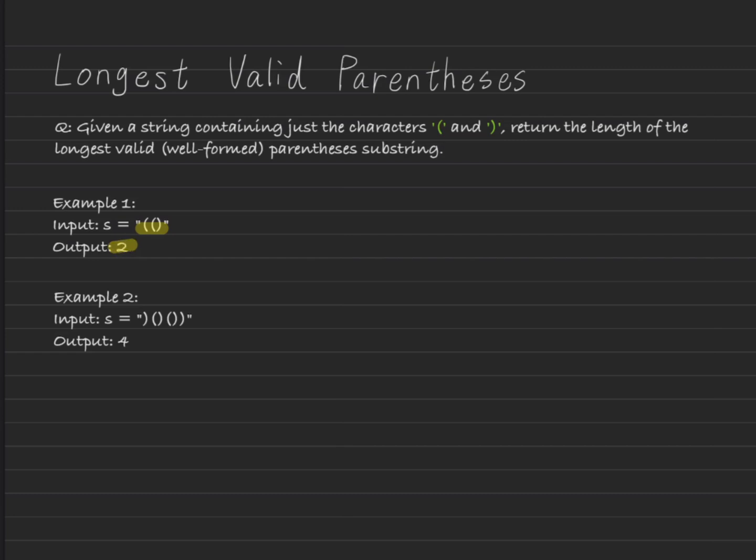Let's look at a second example. The input is right, left, right, left, right, right. As we can see here, the longest valid parentheses substring is in the middle, where we have 2 brackets, and the length of it is 4. How do we solve this? Pause here if you'd like to think independently for a moment.